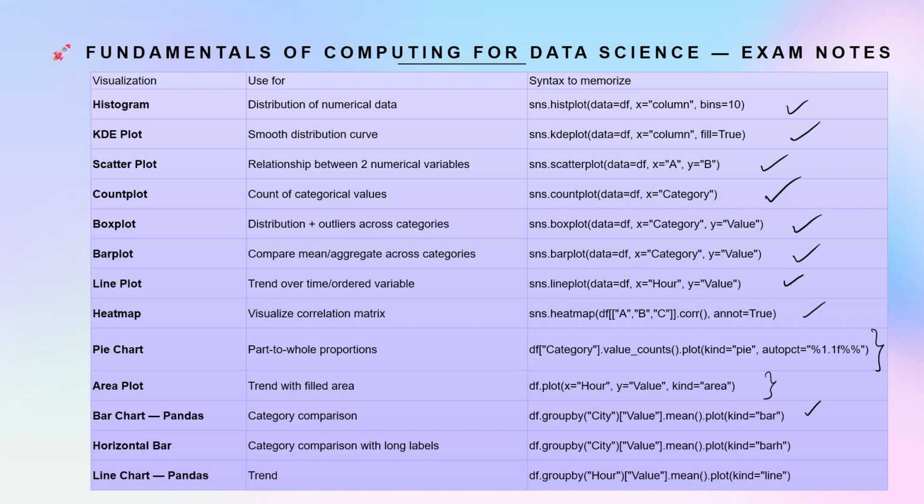Then the bar chart we have done. A bar chart is basically used for category comparison. That is, we apply the aggregate function first and then we plot. Like here, also see df.groupby based on city, you're aggregating the values and then plotting it. Similarly, this is also the same. I hope you'll be able to do this.